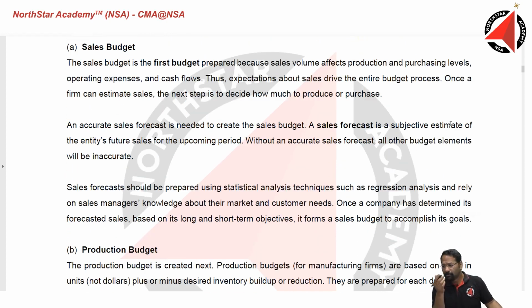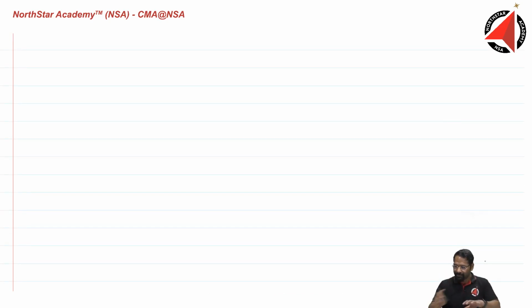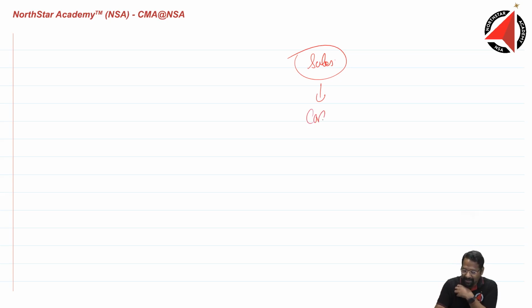So, all of you, tell me which is the first budget that we prepare in the whole thing. Which is the first thing that we ascertain? The first budget that we prepare is the sales budget. Awesome. What is the last budget that we prepare? Not cost. We prepare cash budget. Last budget is cash budget.